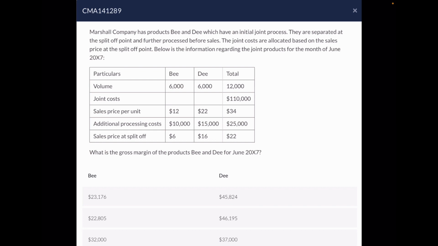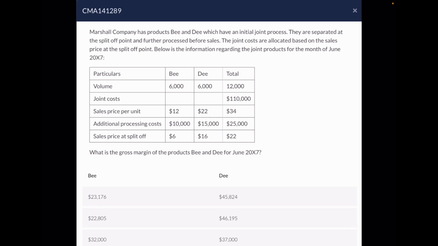Additional processing cost of B is $10,000. Additional processing cost of D is $15,000. Total additional processing cost is $25,000. Sales price at split-off point for product B is $6. Sales price at split-off point for product D is $16. Total sales price at split-off point of both the products B and D is $22.